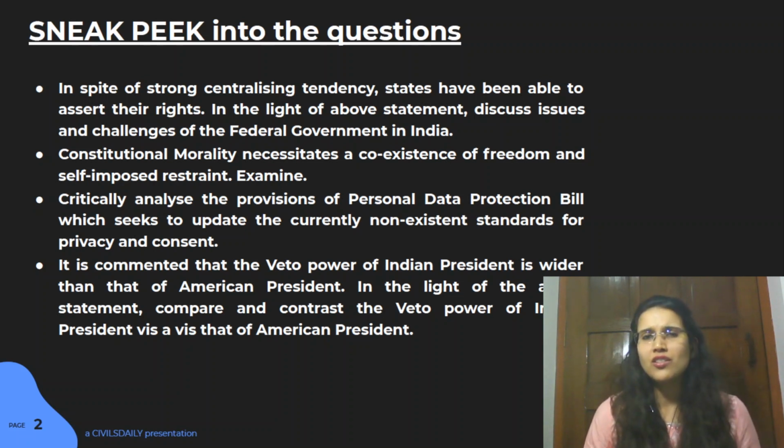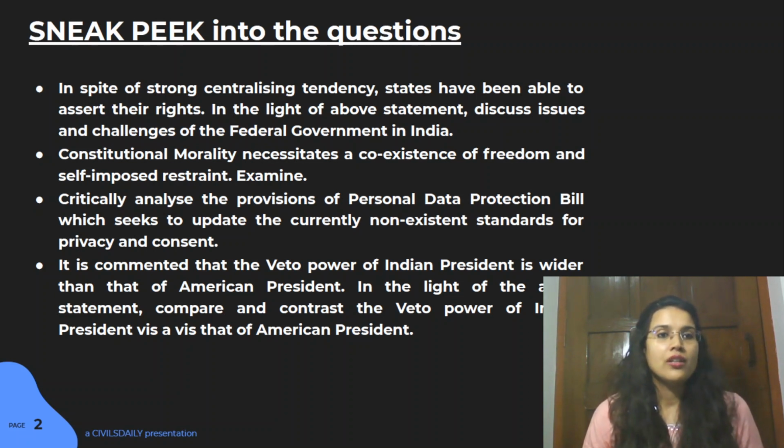State and center relation is something which has been very much part of your static as well as current affairs news, be it the governor related issue or the Delhi and center tussle that have always been in the news. All these examples can be used here because you have to write about the federal government, its challenges, and the issues with respect to the centralization tendency. In fact, the recent example of vaccination drives, where the center has its model and the states are bringing in their own model to vaccinate the population, can also be used as an example in this particular question.